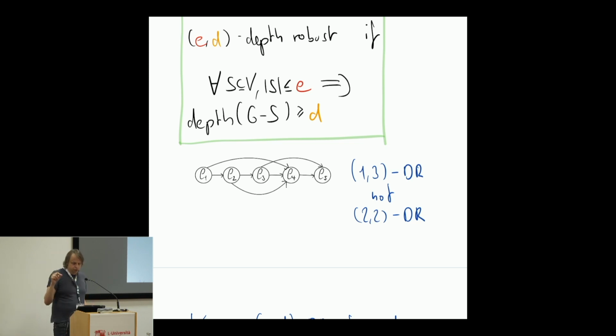I claim it's not (2,3) depth robust, and I forgot why. So there must be 2 vertices that if I remove them, let's see, maybe these ones, there is no path of length 2. Yeah, it's true, right? There's no path of length 2 left. So you can start here and go over. No, you can't go anywhere from here. So the longest path is this. This is length 2. Wait, so did I remove the wrong nodes? Or maybe this is actually (2,2) depth robust.